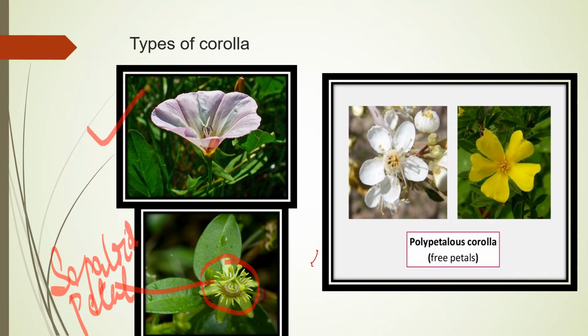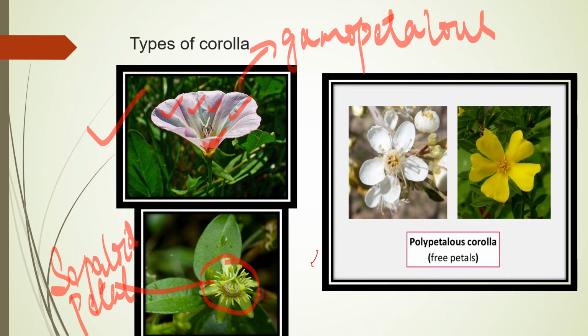Now when this one comes, what is it? It is actually the fused part, or we can say that partly or completely fused petals are here. That is called gamopetalous. So the petals here are fused to one another. Is it clear? As they are fused to one another, they are called gamopetalous. So let us write here, it is called gamopetalous.